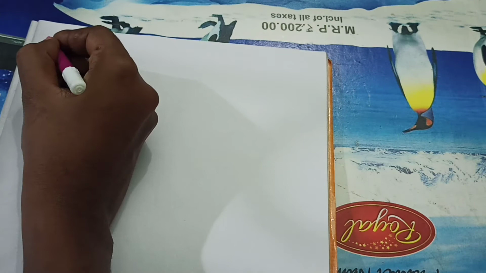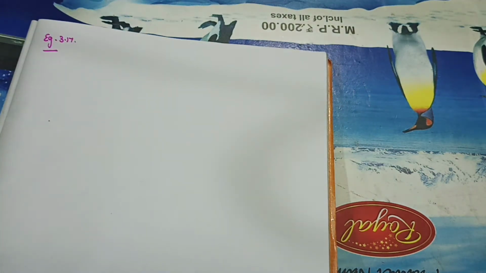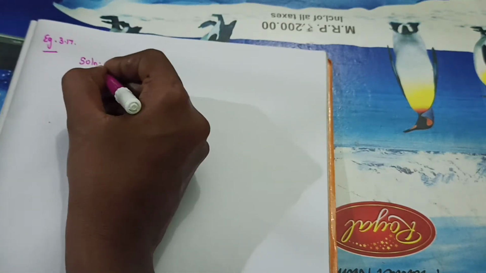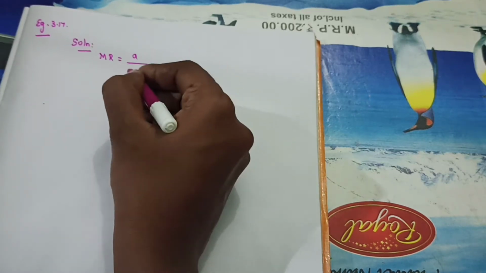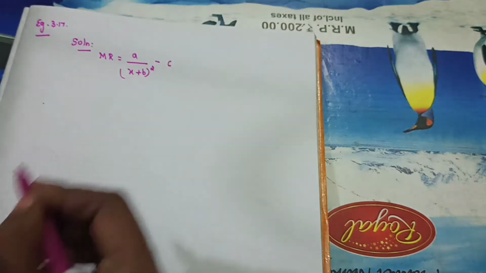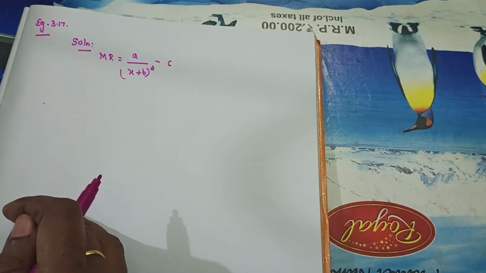Next question. I am reading the question from your book. All of you listen to your book. Example 3.17. A firm has a marginal revenue function given by MR is equal to a by (x plus b) the whole square minus c, where x is the output and a, b, c are constants. Show that the demand function is given by... You need to prove. Understand?